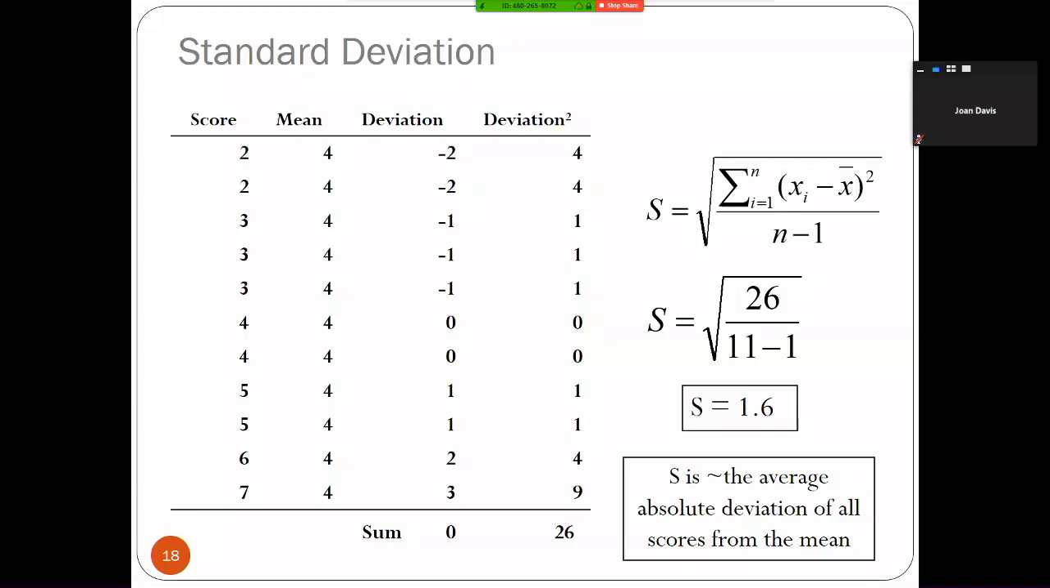You square the deviation scores in this column, add up to 26. And then since you've squared them in this operation, once you've taken the average of 26, 26 divided by 11 minus 1, you have to then take the square root of that average, which what it amounts to is it's the average absolute deviation without regard to valence, the average absolute degree to which the scores differ from the mean value in the data set. That's all it is.